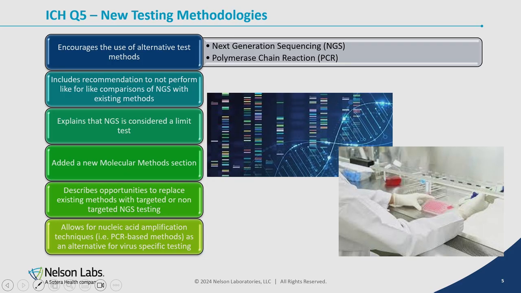And it also addresses some new testing methodologies. It really talks a lot about next generation sequencing. It's one of the tests that it identifies the most throughout the document. And then of course it talks about the polymerase chain reaction. Those are the two main tests that it talks about. It does have a new section on molecular methods that I encourage you to look at because it does provide some additional detail on when you might use some of those methods.